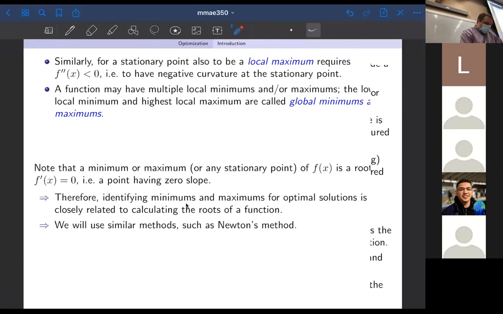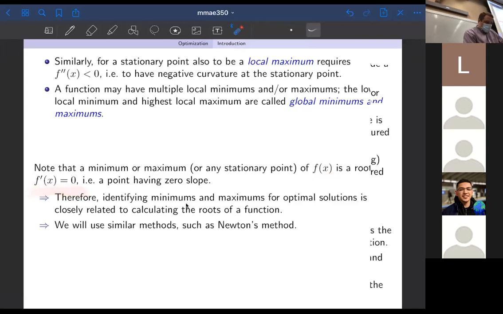Okay, now here's the connection with root finding. So I have my f of x. It has roots where f of x is equal to 0. And it has stationary points where f prime of x is equal to 0. So to connect the two, what I can do is take the derivative of f of x, so f prime of x, and set that equal to 0. Well, that's now a root finding problem.